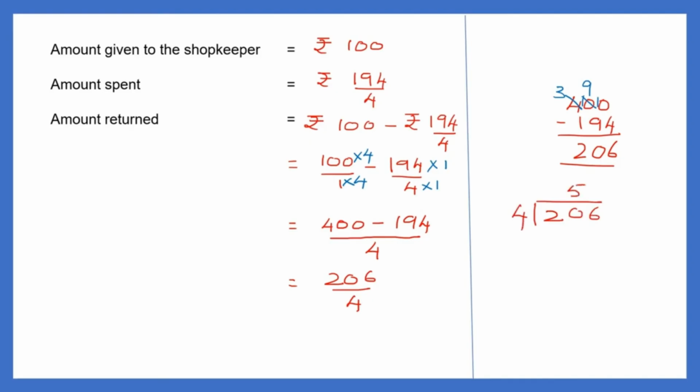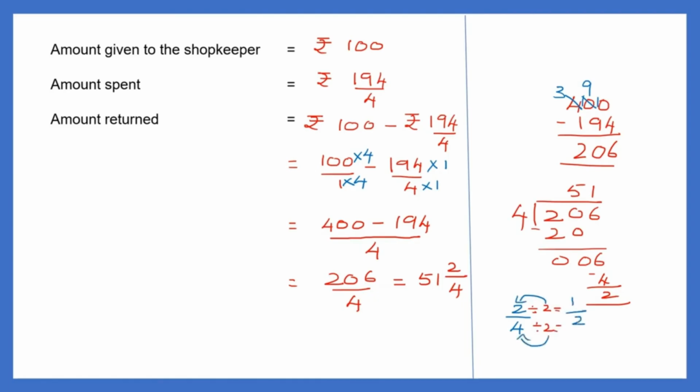4 fives are 20 minus, you bring down 6. 4 ones are 4 minus 2. So let's write that. 51 2 by 4. Now if you look at the fraction carefully, 2 by 4 can be reduced to the lowest term. 2 by 4, if I divide both by 2, what will I get? 2 ones are 2, 2 twos are 4. I get 1 by 2.